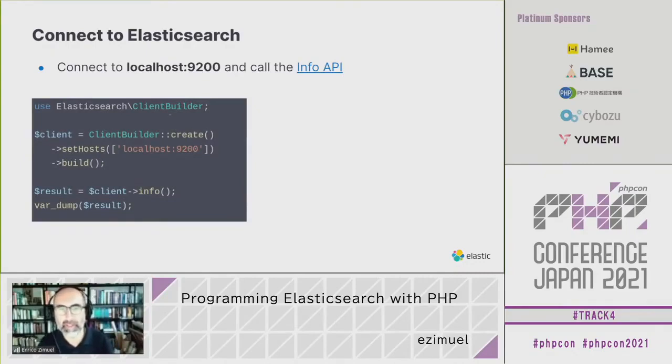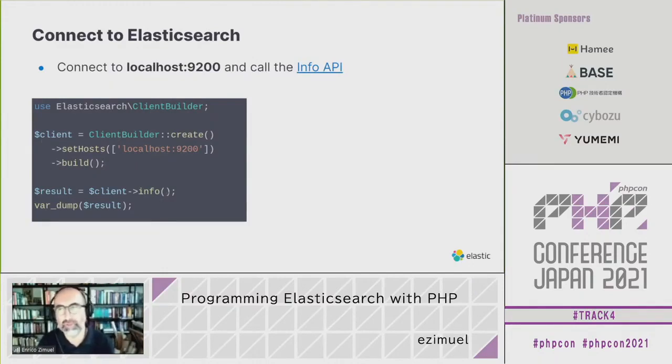ClientBuilder is a class of Elasticsearch-php that provides a factory design pattern in order to create an instance of the object. And as you can see, we have create, setHosts, because we have to specify where Elasticsearch is running. And when we call build, this will create an instance of the Elasticsearch client. So $client will be an instance of this object. That's it. So when you have this object, you can start using the endpoints.